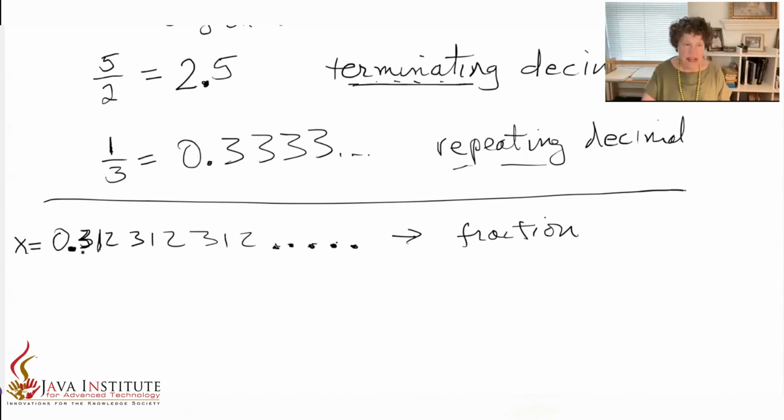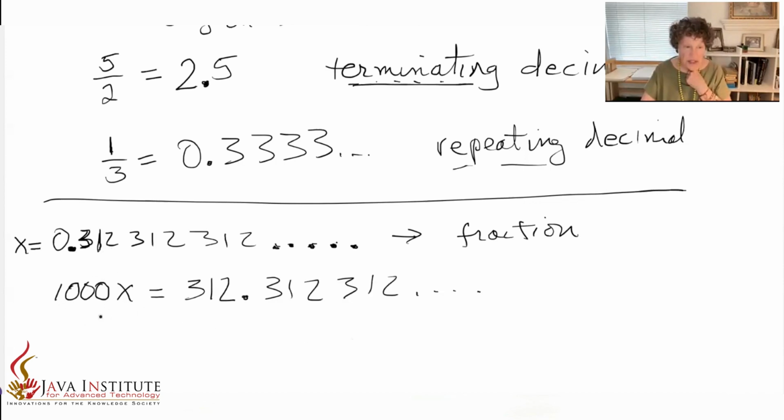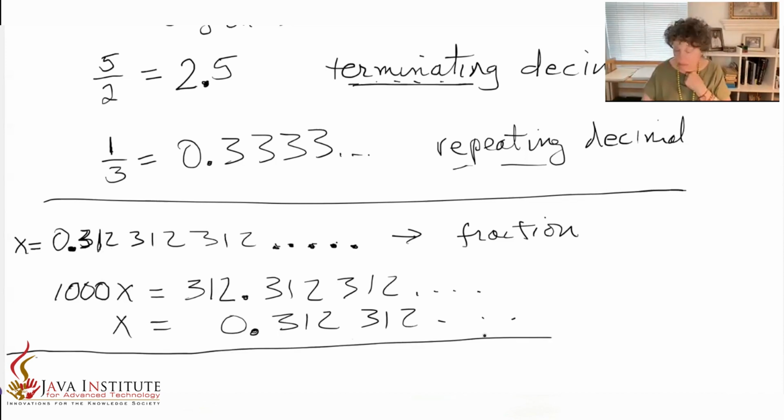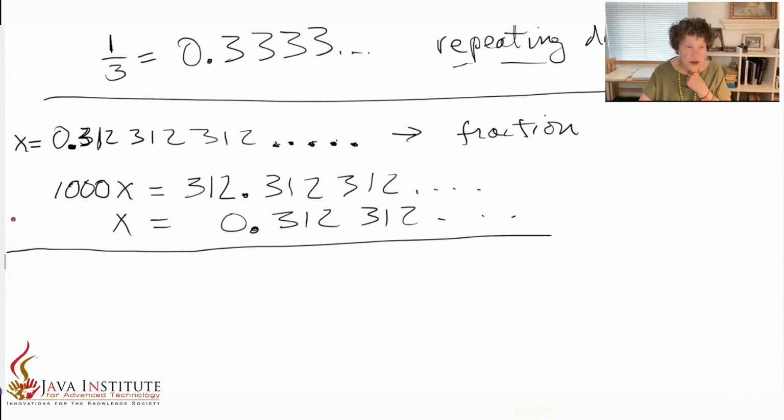And then we said, well, if this is a number, we can multiply it. And yesterday, I think I multiplied by 100, but I want it to cancel out. So I'm going to multiply by not 100, I'm going to multiply by 1,000. So 1,000x, that's going to move the decimal over 3 places. That's 312.312 forever. And then let's see, we still have our x, and that's 0.312 forever. And now I can subtract.